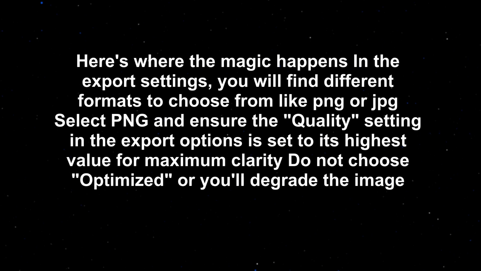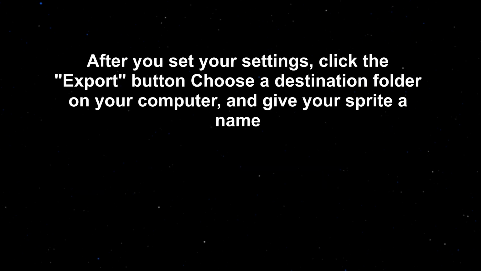In the export settings, you will find different formats to choose from, like PNG or JPG. Select PNG and ensure the quality setting in the export options is set to its highest value for maximum clarity. Do not choose optimize or you'll degrade the image. After you set your settings, click the export button.